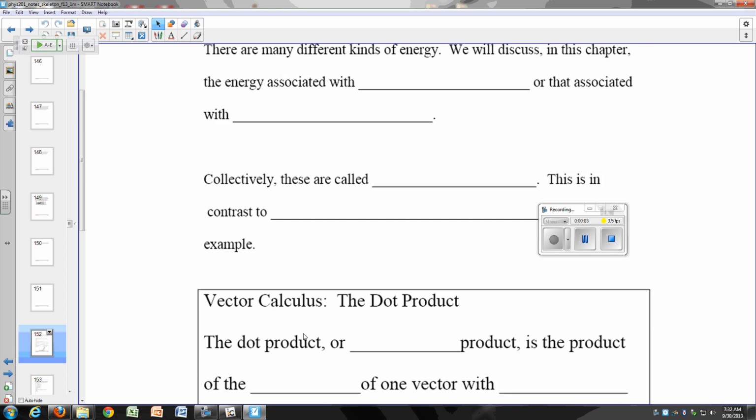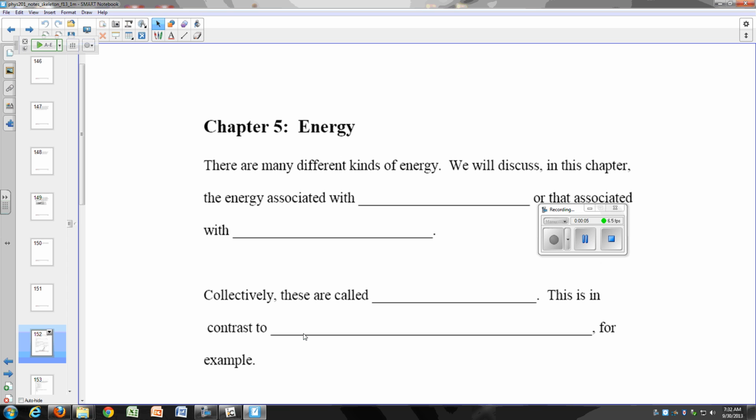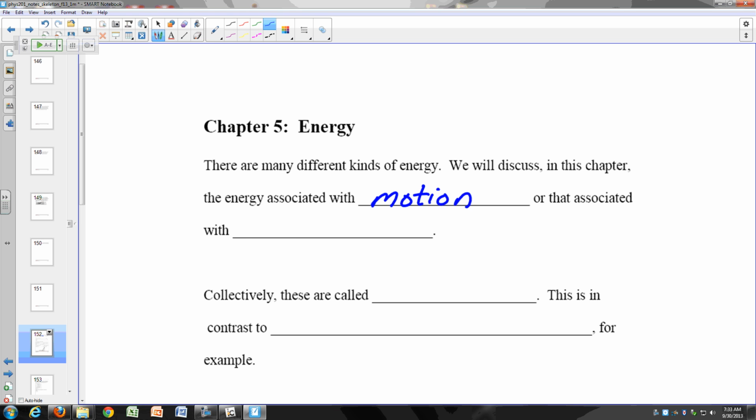First, we're going to be talking about energy in this chapter, work and energy. There are a number of different types of energy. There's the energy that's associated with motion, and then there's the energy that's associated with the potential for motion. So for example, if I throw this eraser, it has energy because it's moving.